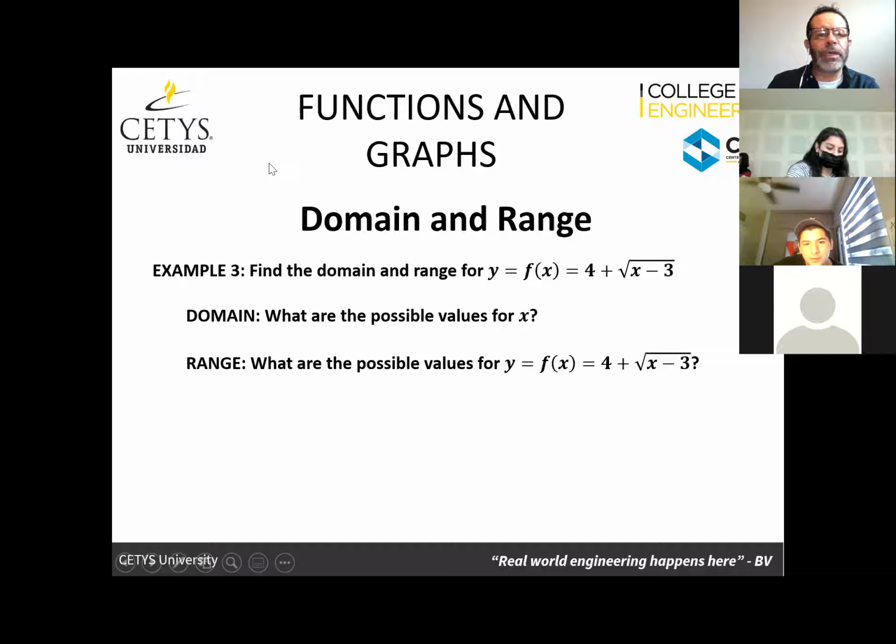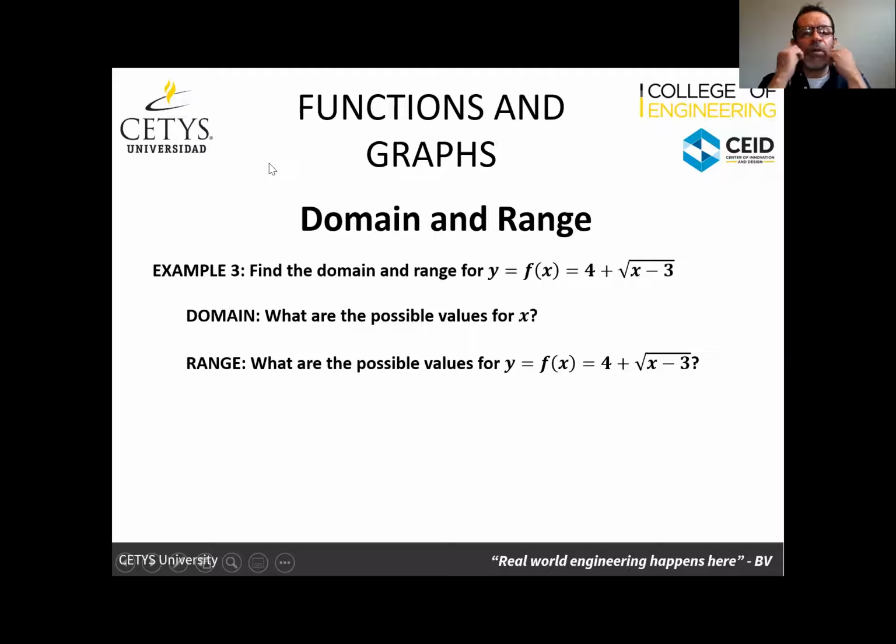Now I'm going to give you a minute to look at this one. Now we've got: find the domain and range for y equals f of x equals 4 plus the square root of x minus 3. What are the possible values of x? That's going to give us the domain. And what are the possible values of y? Okay. I'm going to give you a minute to chew on this one, and then we're going to solve it here.